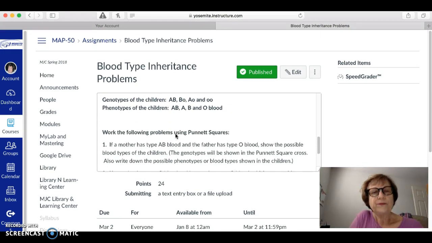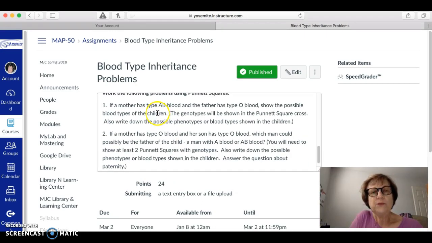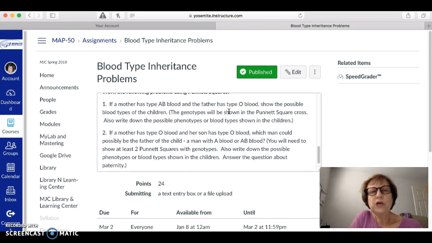So you have a couple of problems to work. Please be sure that you do all the Punnett squares that you need to do the cross with the parents' genes to find the children. And use your rubric so you're sure that you have all the information included in your answers.